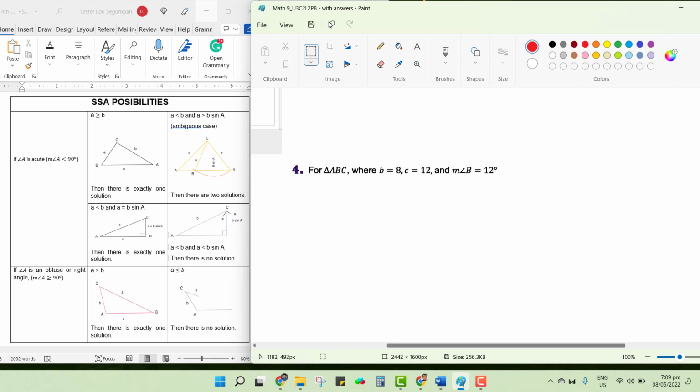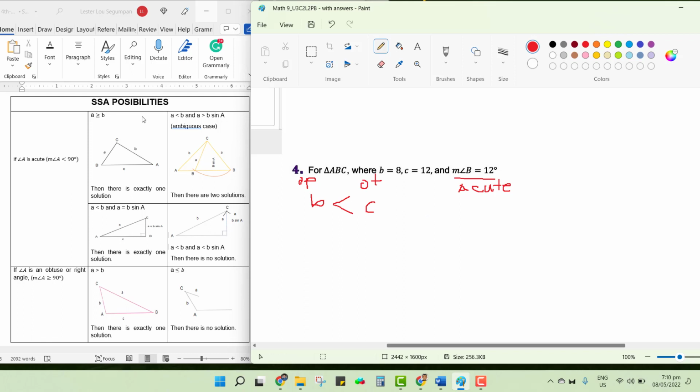And finally, in number four here, we have an angle which measures 12 degrees. In short, this is also an acute angle. So this situation still falls on this category here. Now we need to identify which is which. So the opposite side of angle B is side B. This is the opposite side. And the other side is side C. However, as we know with the given, B is less than C.